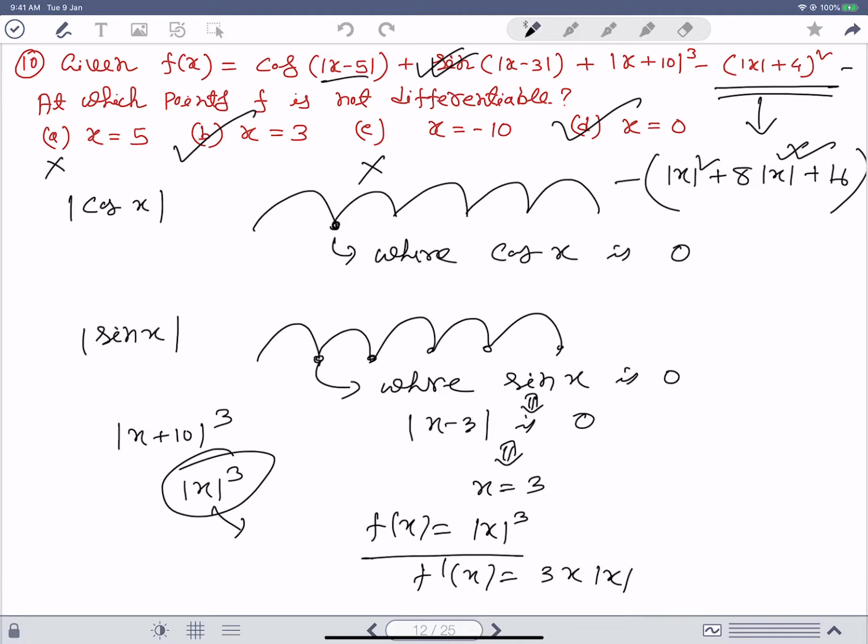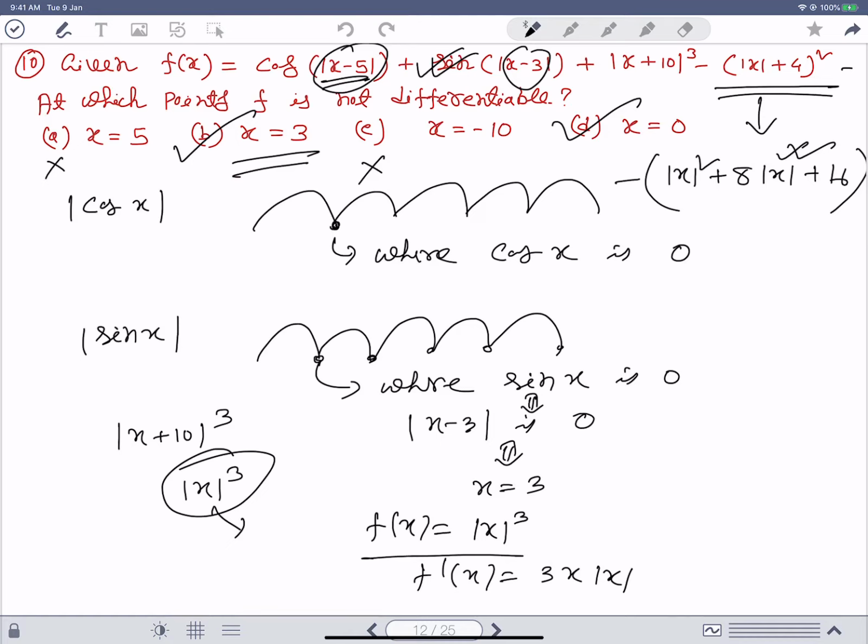So, when this term is 0, then it will not affect us for the differentiability. But when this term is 0, then it will affect us, right? Then we will have some reflection. Therefore, at x equal to 3 we have a problem.